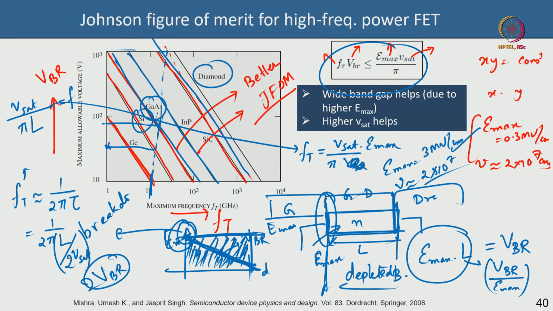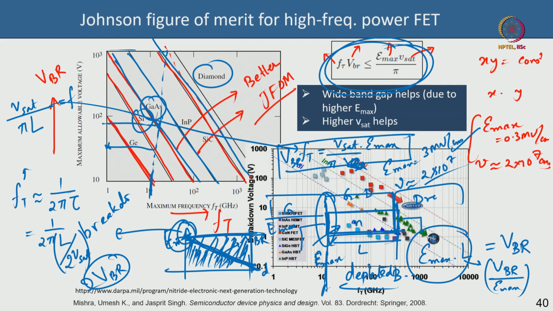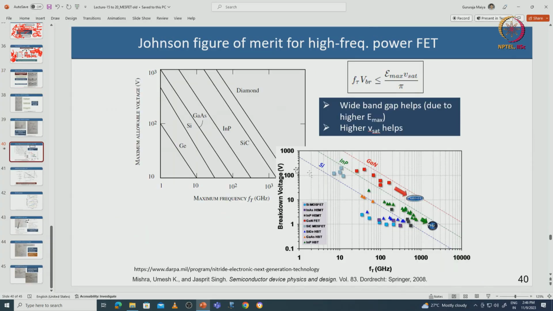You take the Vbr on the other side, Vbr into Ft is equal to Emax Vsat by pi, precisely this relation. Okay. So, essentially this is a best case scenario and an overestimate. So, do not think that you can break this limit; this is the theoretical maximum limit. Okay. But this is an important figure of merit to understand as we talk about RF power devices.